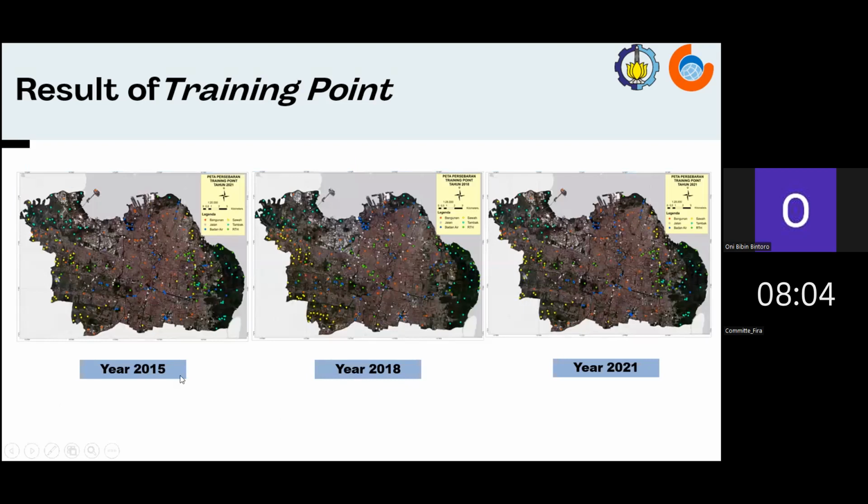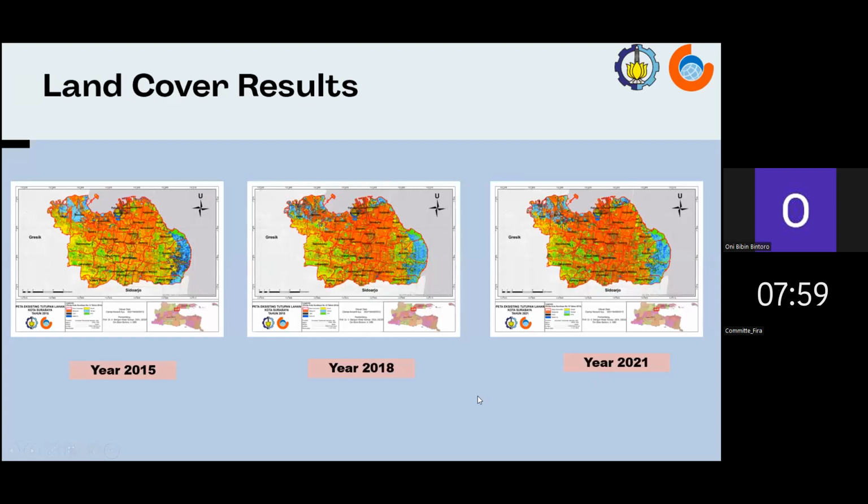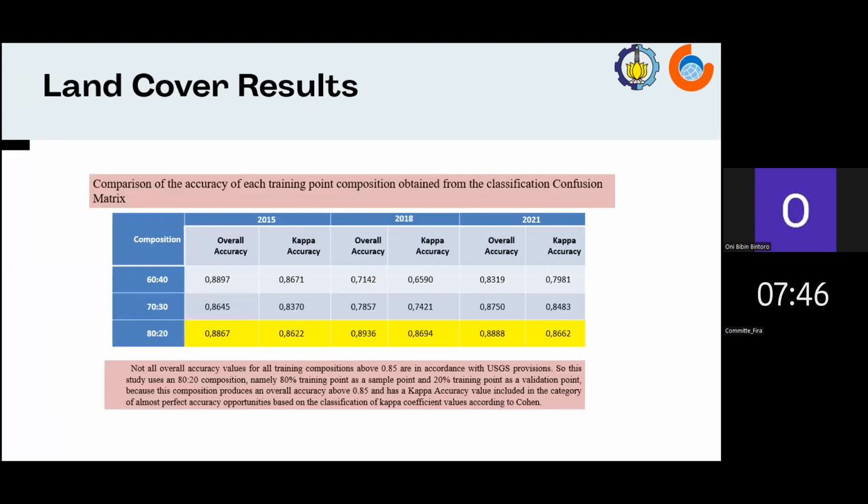Results for the years 2015, 2018, and 2021. This is the land cover result. They have some change, and we will show the table for year 2015, year 2018, and year 2021. The comparison of the accuracy of each training point composition obtained from the classification confusion matrix is 60-40, 70-30, and 80-20. Meaning, not all overall accuracy for all training compositions is above 0.85, in accordance with the USGS.